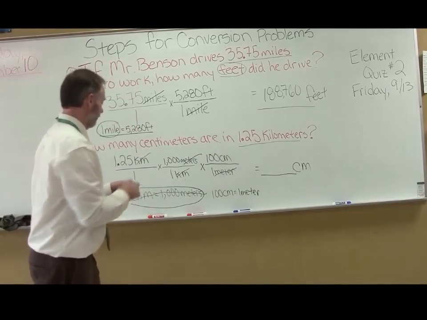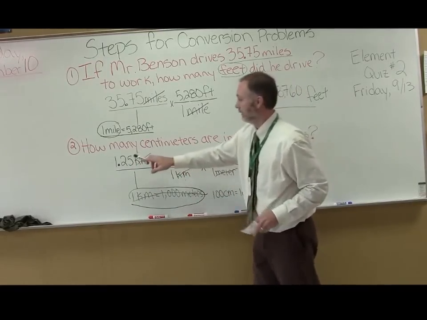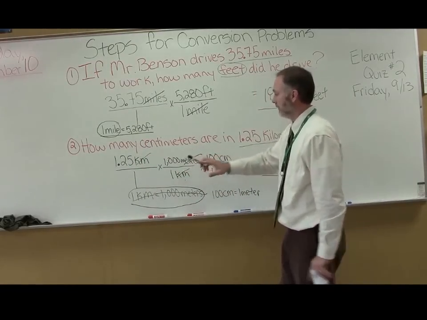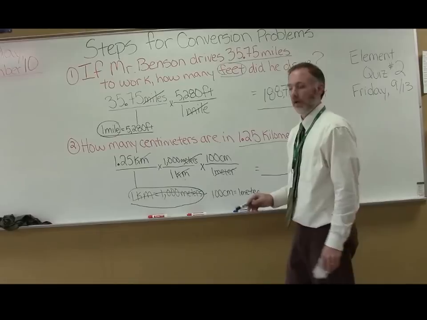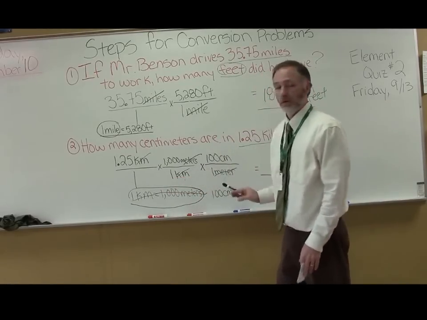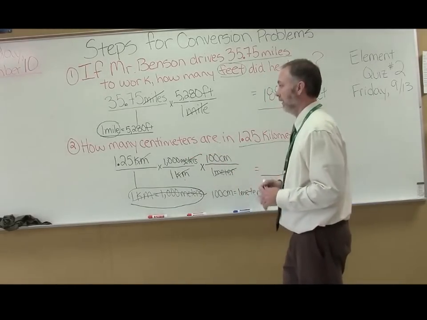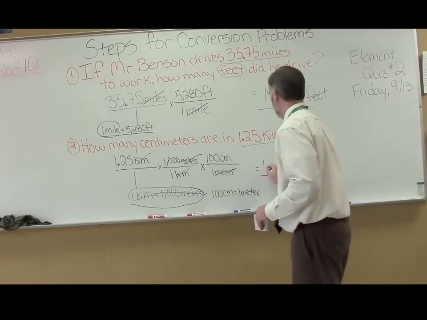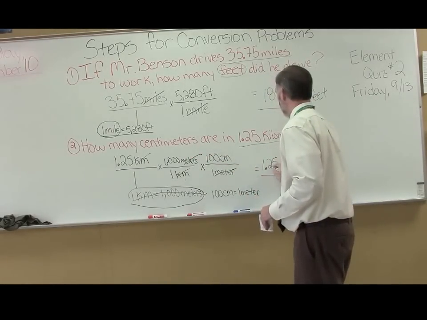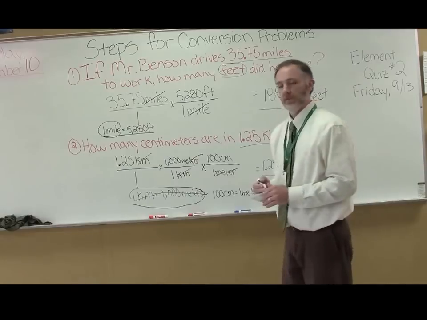So now to solve this, anything on top gets multiplied together, so 1.25 times 1,000 times 100, and then if there are numbers on the bottom, we have to divide. Those numbers are all 1, so who cares about that? We just multiply the top together. And when you do that, you come up with the answer 1.25 times 10 to the 5th centimeters.